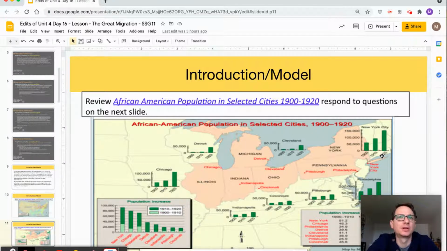A minute ago, I said that Chicago, which you see over here, and New York, up in the top right-hand corner, are two of the most well-known destinations. And it is true, both saw tremendous increases. But take a look at some of the other northern cities, in particular Detroit over here. Up until 1910, the African American population was well below 10,000. Judging from this graph, it was probably even below 5,000. But just 10 years later, it exploded to nearly 50,000. Cleveland, over here, also experienced a similar trend.